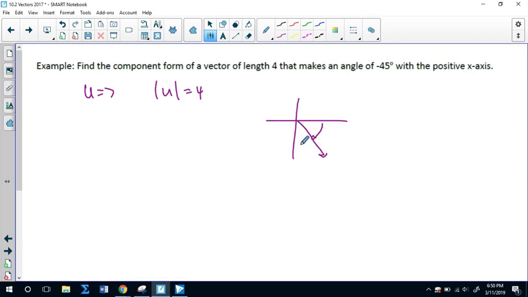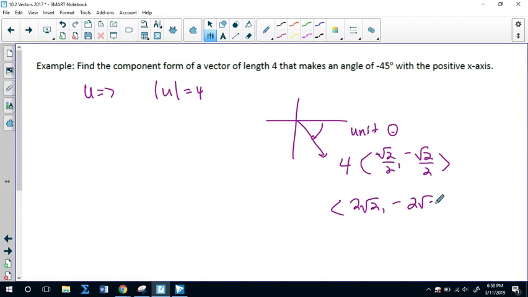And there's a variety of ways for you to do this. So I kind of like to think of it almost as a polar question where if the length were 1, it would be on the unit circle, and the coordinates on the unit circle at that spot are positive √2/2, comma negative √2/2. But I want it to have a length or magnitude of 4. So I'm going to multiply it by 4, and this simplifies to 2√2, comma negative 2√2. Okay.